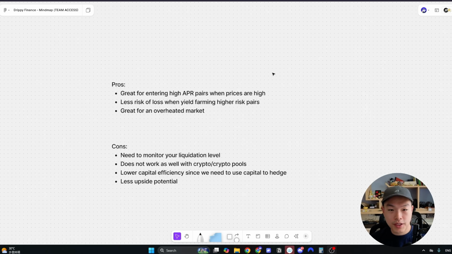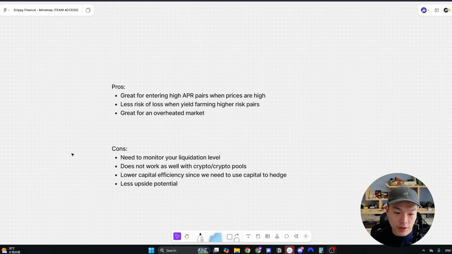And if you guys don't know, when you're yield farming in the liquidity pools, since you're pairing different crypto assets inside the pool, you're technically long on those assets, right? When we're yield farming, we generally want to pick pairs that we believe would move up in value, but we never know what's going to happen. So it could be helpful to use a short hedge in some situations, and it's great for an overheated market.